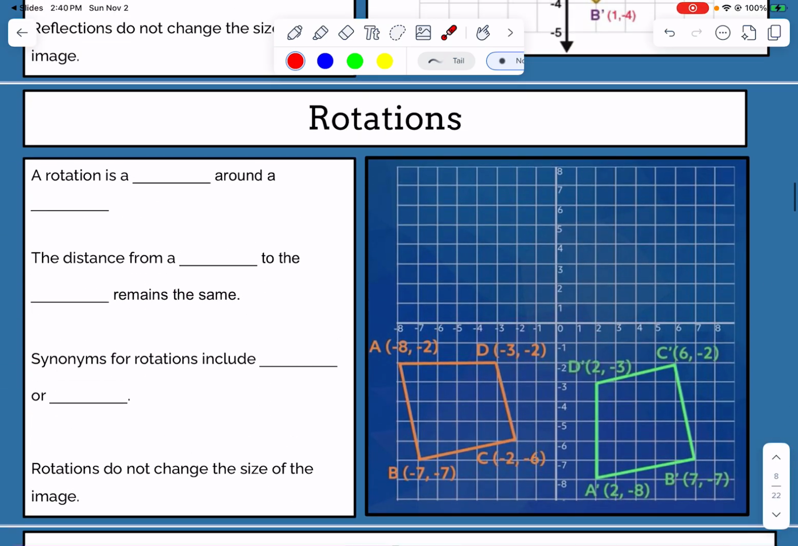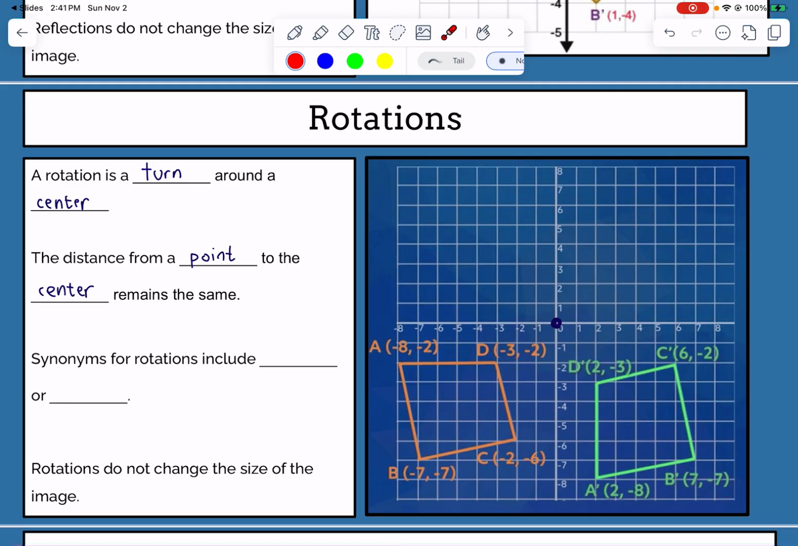Our next transformation is a rotation. A rotation is a turn around a center. The distance from the point to the center remains the same. So for example, D, the center of our graph here is the origin. It is for many of the rotations we do. D and D prime would be the same distance from the center.